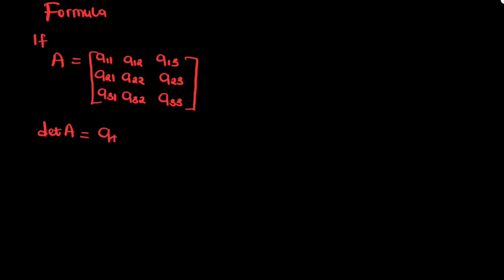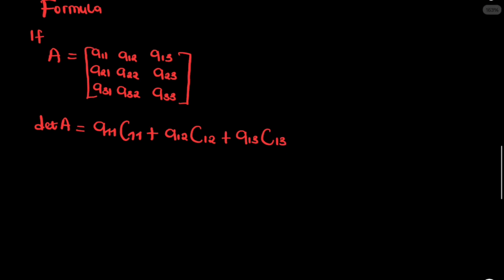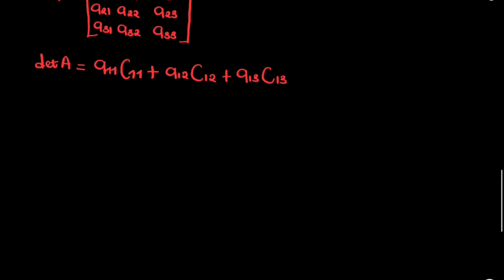So if we have a matrix like that, to find the determinant of that matrix A, we are going to take the element A11 and multiply it by the cofactor of A11, plus A12 multiplied by the cofactor of that position, plus A13 multiplied by its cofactor, just like that. The minor is the determinant of the smaller matrix you get after deleting the row and column of the element. So let's have an example.